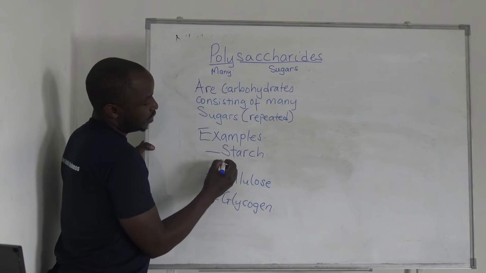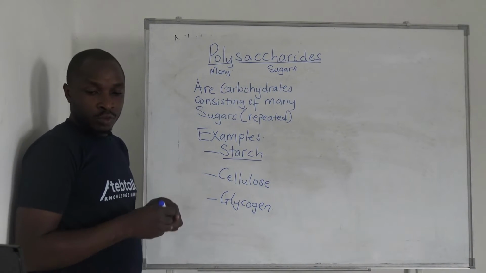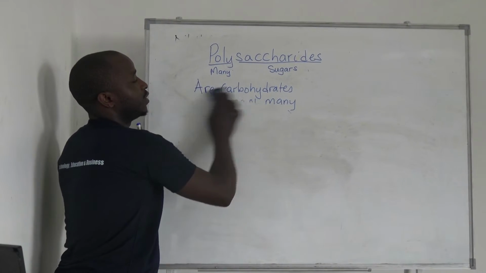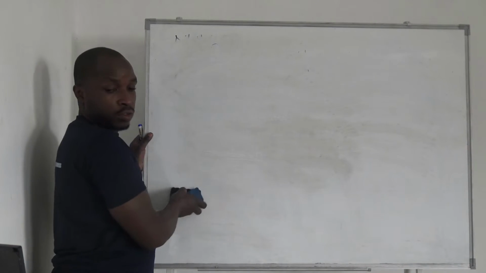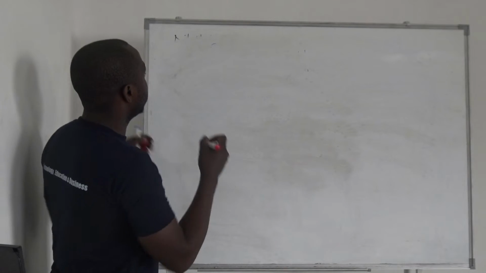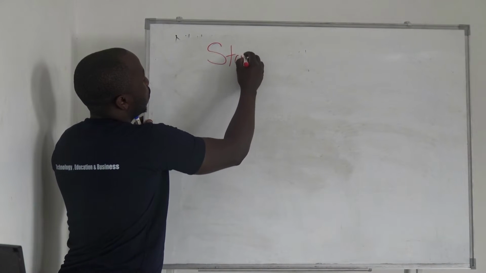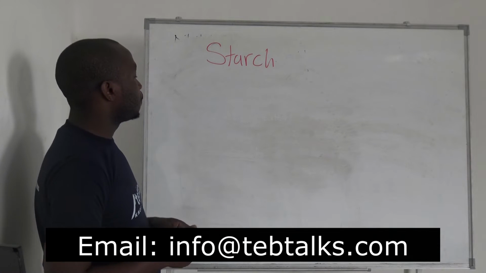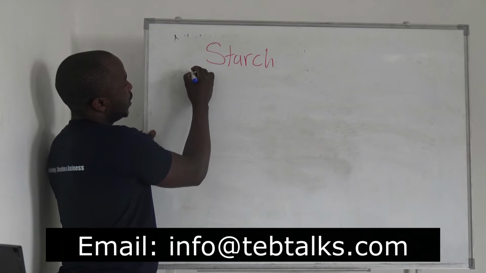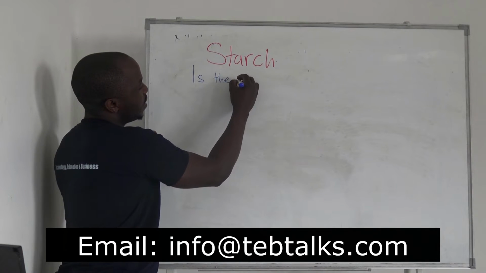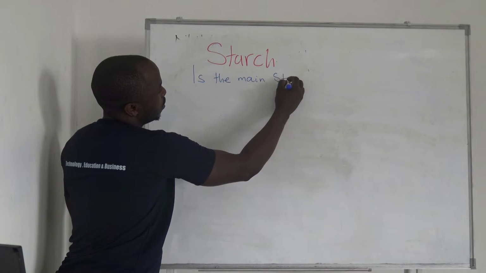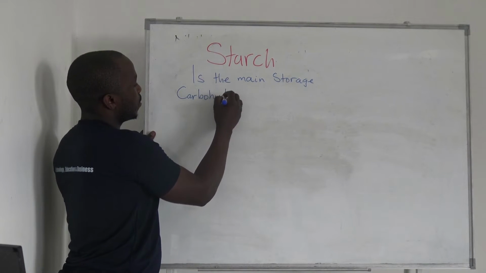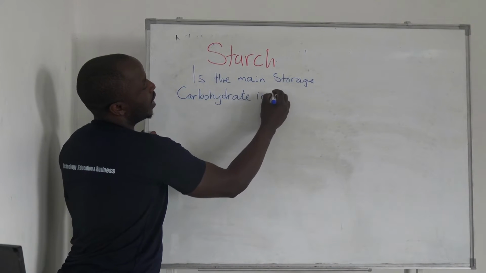For this session, let's start with starch, which we have heard of in plant bodies. If you have to describe starch, say our life forms are supported by this starch. So starch is the main storage carbohydrate in plant bodies.